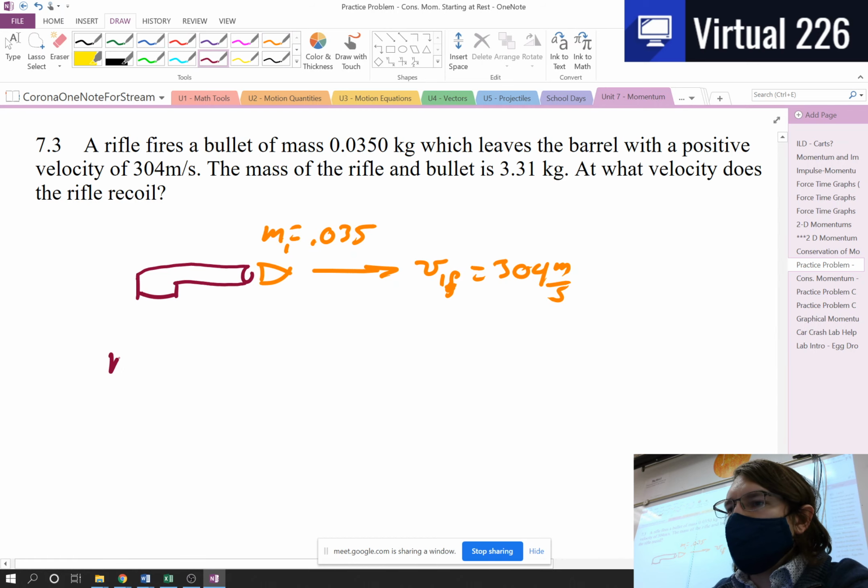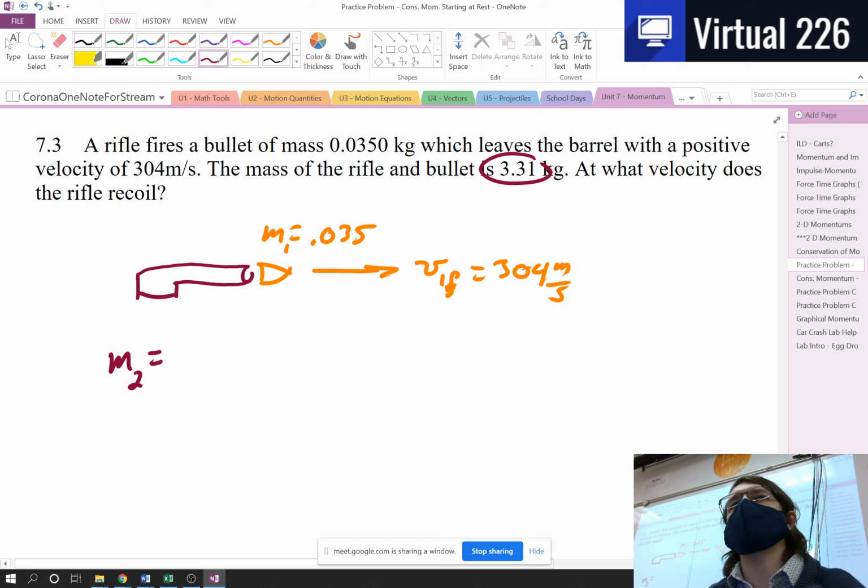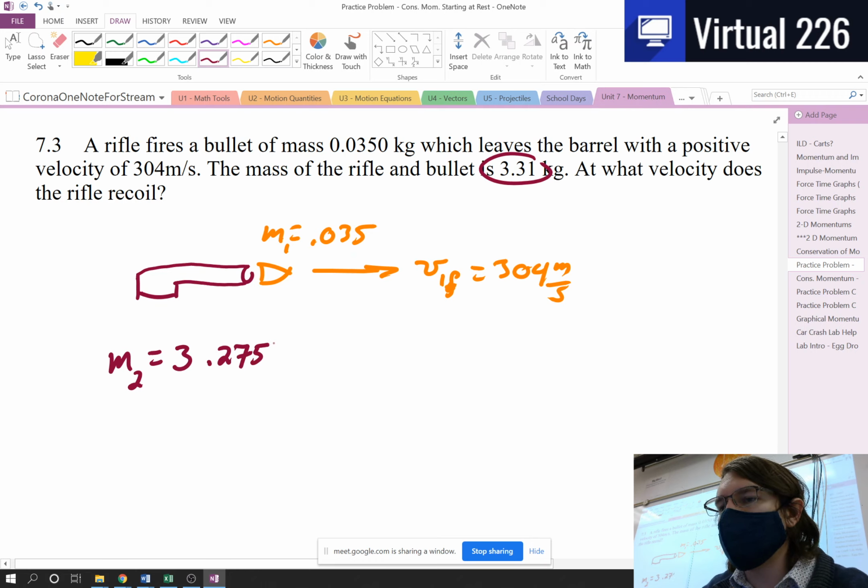Now, in terms of the mass of the gun, we're not given that. We're given the mass of the rifle and the bullet is 3.31 kilograms, which means that if we want just the mass of the rifle itself, we need to subtract off the mass of the bullet. So 3.31 minus 0.035 is going to give us the mass of the gun being 3.275 kilograms. That's a small little twist on this problem that will kind of make your life difficult. Because if you were just trying to use M2 as 3.31, you'd be close, but you wouldn't have it exactly.